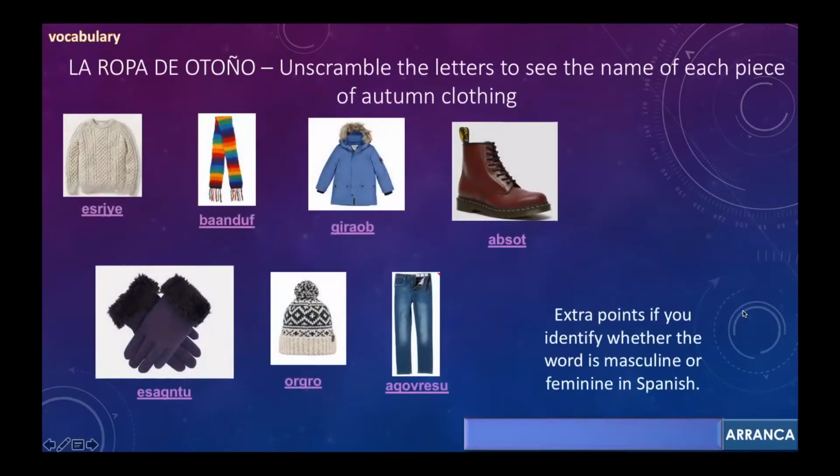Now, the next exercise is really easy. We have all the clothes that we have or that we use in autumn. So what I would like you to do is I want you to unscramble the letters to see the name of each piece of autumn clothing. Off you go. Extra points if you are able to identify whether the word is masculine or feminine in Spanish.